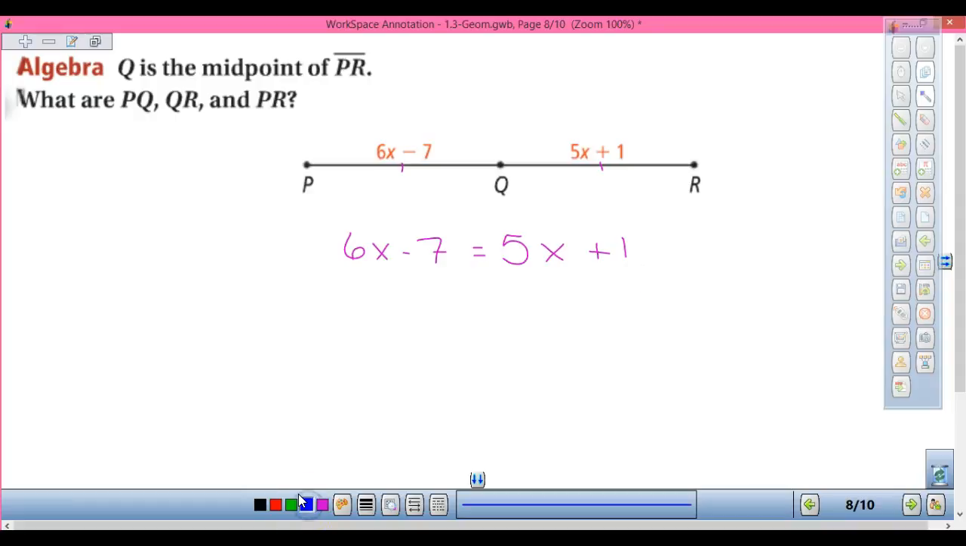Okay, so what's my first step solving this guy? We gotta get our x's on one side, our numbers on one side. What do you want to do to get your x's on the same side? Minus 5x? Yeah, I like to get my x's over here. I don't know why, but it's just a habit of mine. So I'm going to minus 5x on both sides. What do I have for x's? I have 1x or x minus 7 equals 1. Now what? Add 7. X equals 8.